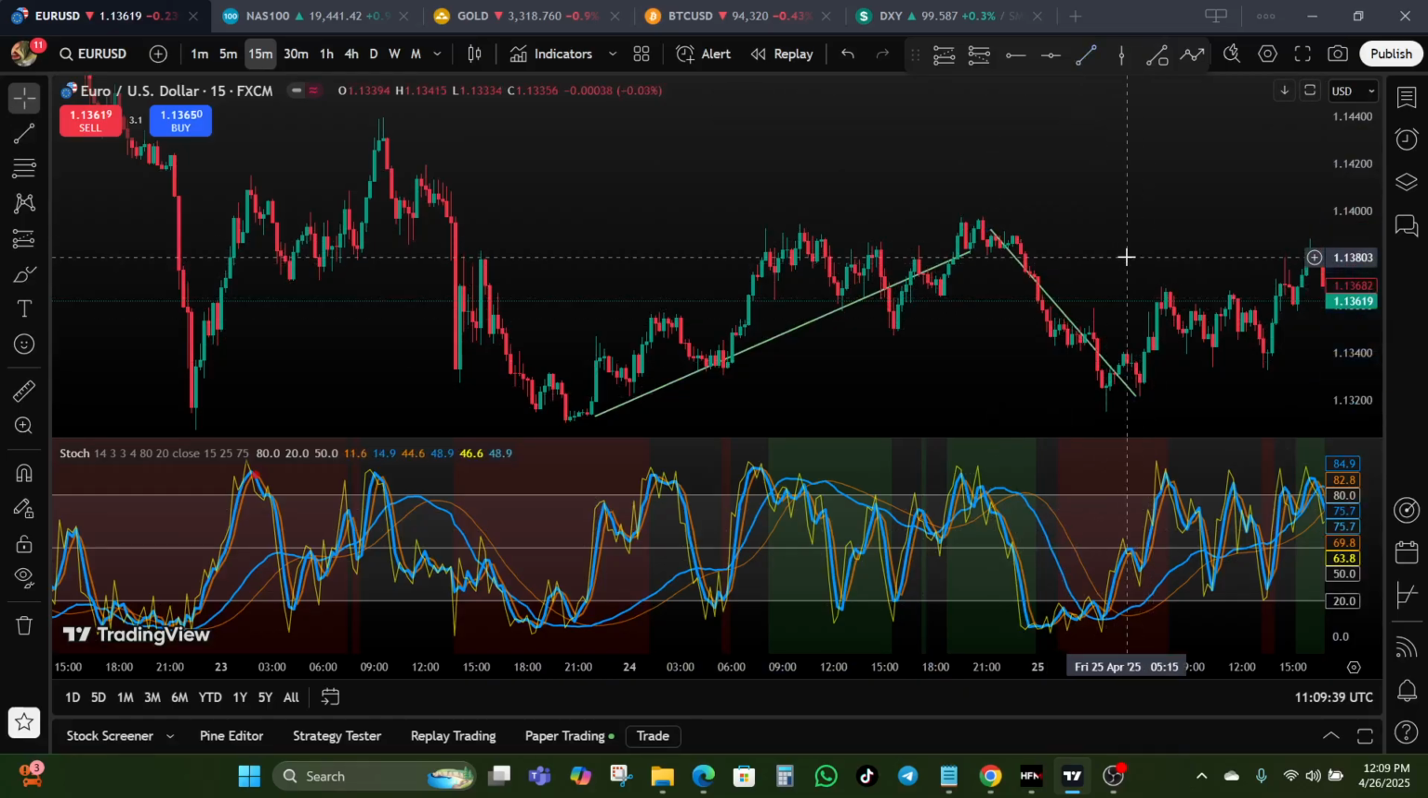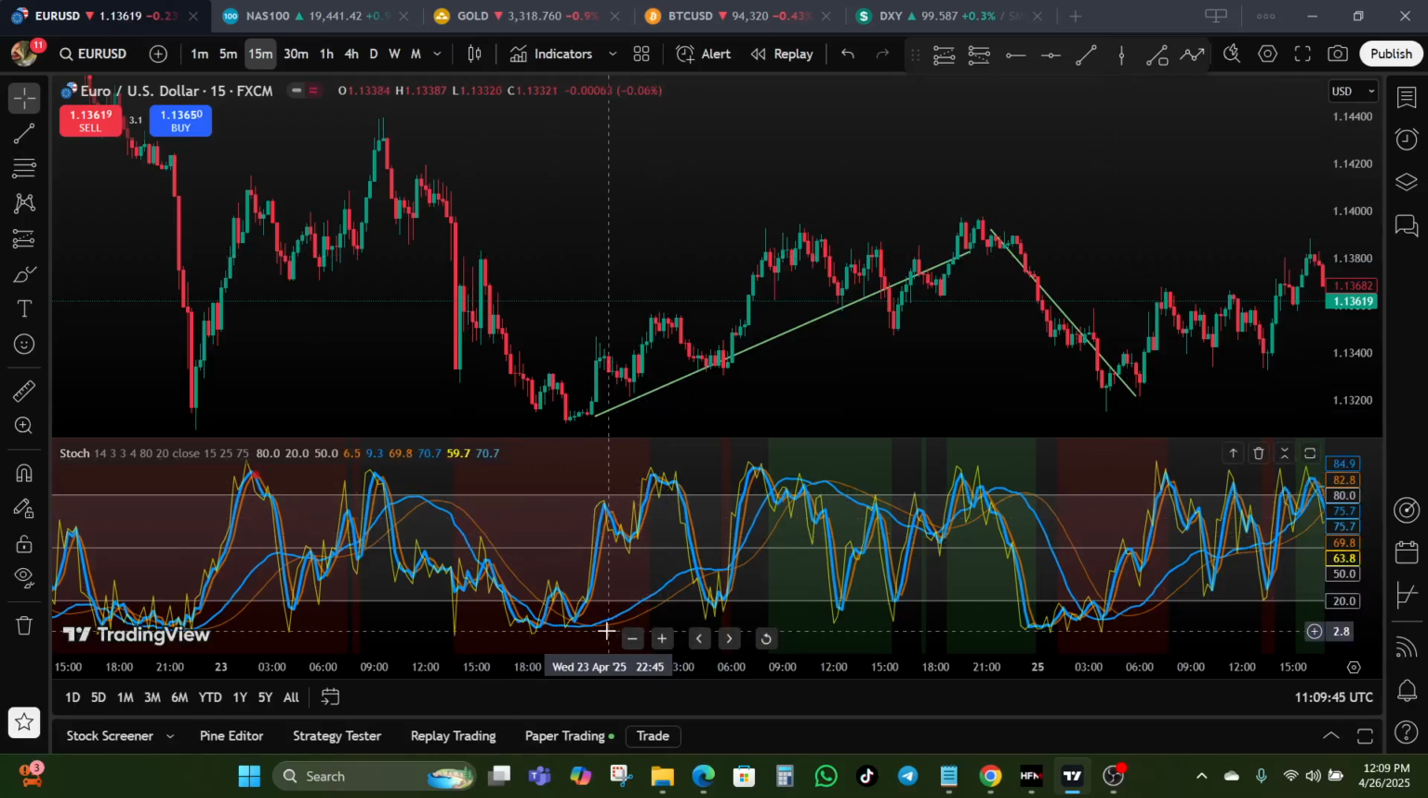So if you want higher probability trades and you want to reduce your risks, then you can only take trades in the direction of these two. When it's sloping up, it is buy trades you should be looking out for. When it's sloping down, it is sell trades you should be looking out for.